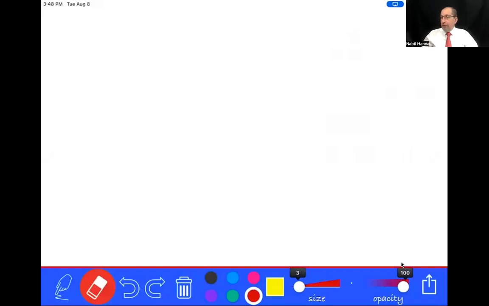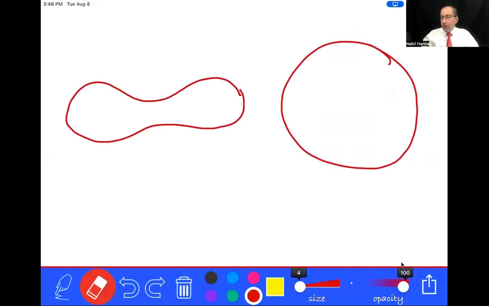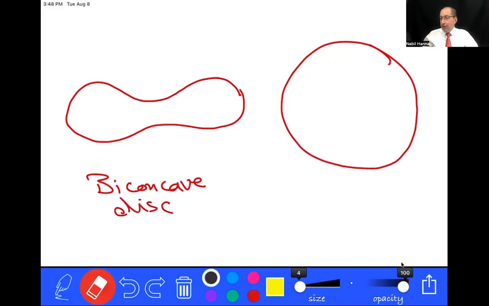So if you look at a red blood cell from the side, what do you think? Does it look like this? Or does it look like this? If you look at a red blood cell from the side, you will notice that it looks like a biconcave disc. And why does it have this look?